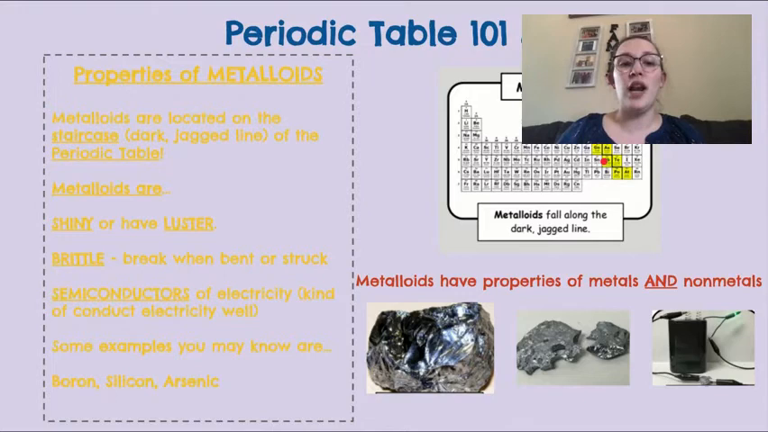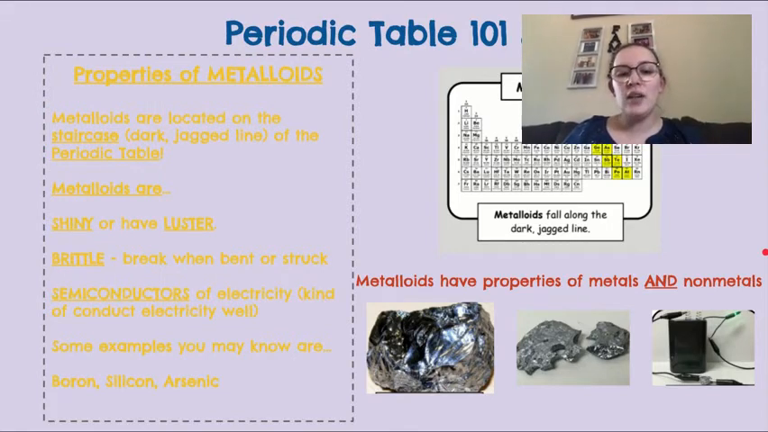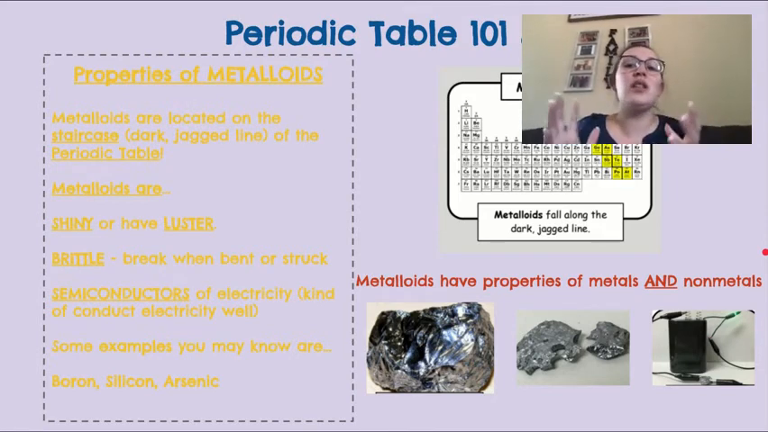So metalloids, they are shiny or have luster like metals, okay? So remember I said they have properties of metals and nonmetals. So one of the properties that metalloids have is that they are shiny or have luster like metals, okay? But they are brittle like nonmetals, okay? They are brittle. So they are going to break, okay? They're very brittle. And they are semiconductors. So they kind of conduct electricity well. Some do, some don't. It just depends on what it is.